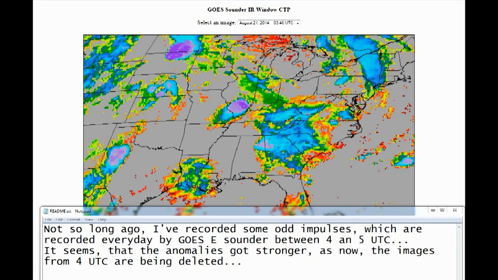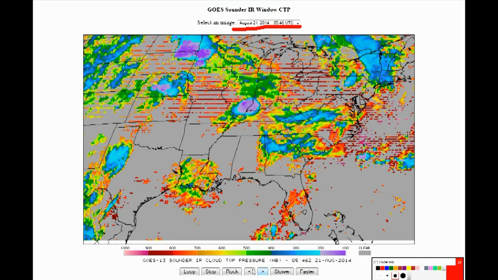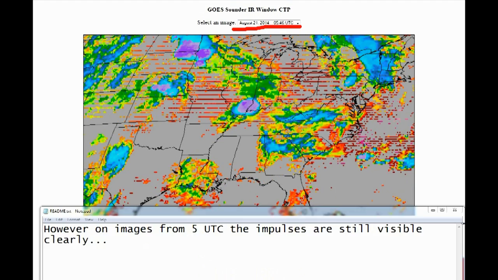Not so long ago, I've recorded some odd impulses which are recorded every day by GOES East sounder between 4 and 5 UTC. It seems that the anomalies got stronger, as now the images from 4 UTC are being deleted. However, on images from 5 UTC, the impulses are still visible clearly.